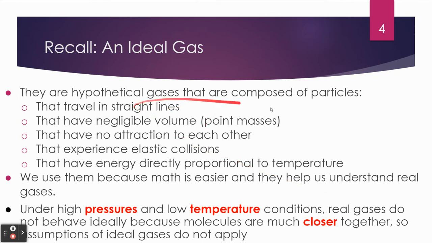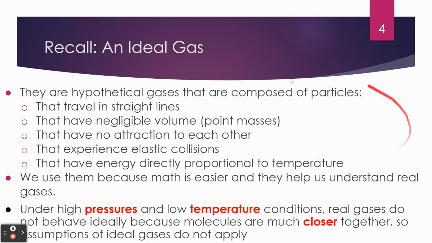So remember that these were the main assumptions. Ideal gases are hypothetical gases that travel in straight lines. They have negligible volume for the particles, so they're called point masses. They don't have any attraction or repulsion towards each other. They experience elastic collisions, so they don't lose energy. The kinetic energy is preserved when they collide with each other. And they have energy that's directly proportional to temperature. So as you increase one, you increase the other. If you double one, you double the other.